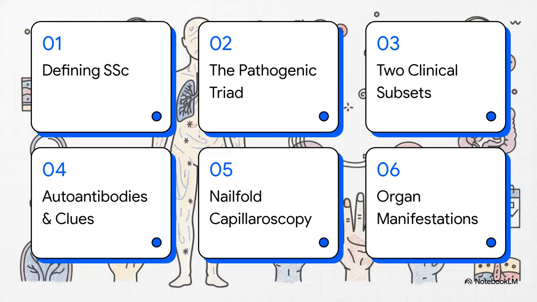Here's our roadmap for today. We're going to define systemic sclerosis, explore the pathogenic triad, compare the two distinct clinical subsets, examine autoantibodies, look at bedside staging with nail-fold capillaroscopy, and finally detail the major organ manifestations.